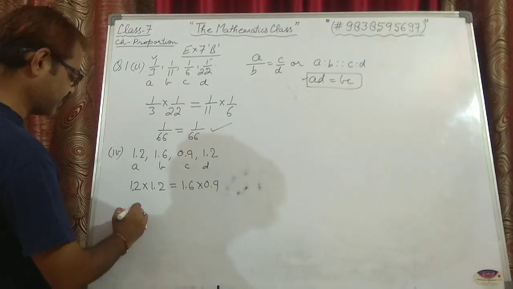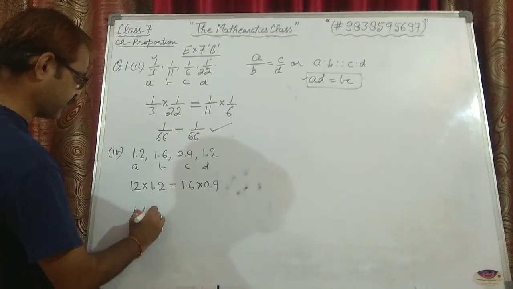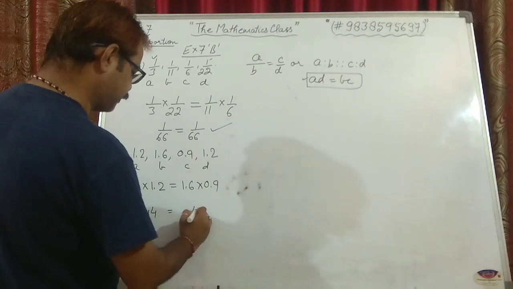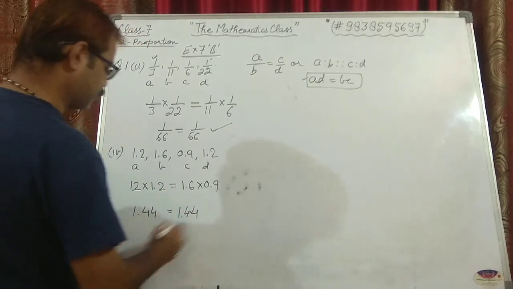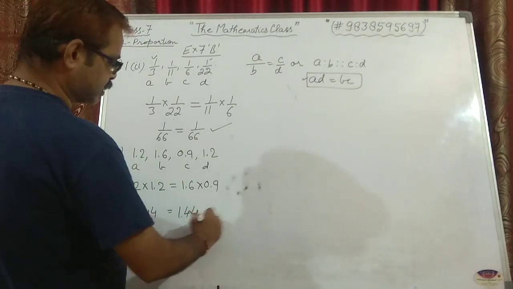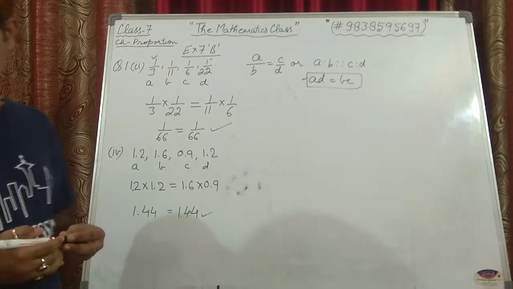Now 12 into 12 is 144. It will come as 1.44. 9 6s are 54, 1.44 we know, and both of them are equal. So this is also in proportion.